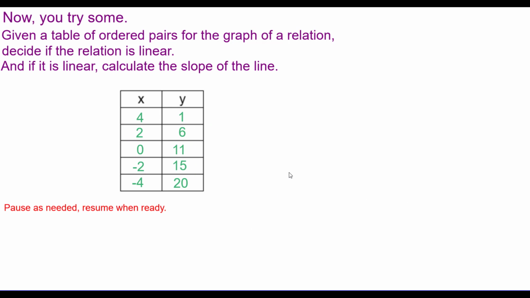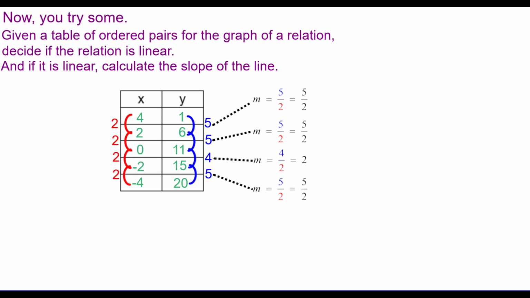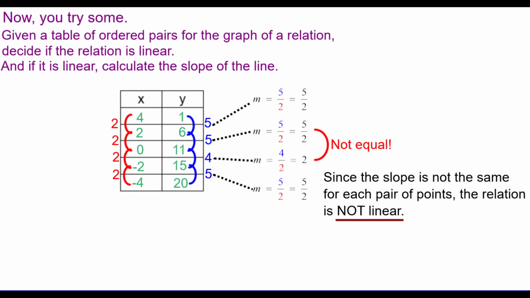Example 2 for you to do. You try one. Pause as needed. Resume when you're ready. Here we found change in y's in blue, change in x's in red, made the ratios, and nope, these two are not equal. The slopes are not the same for each pair of points, so not a linear relationship.